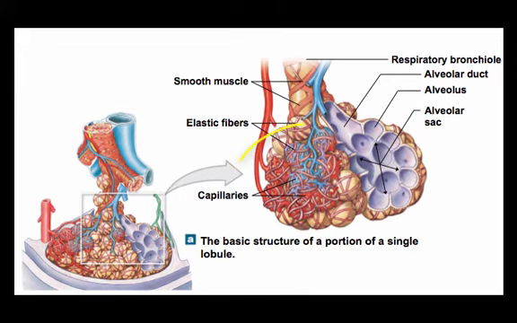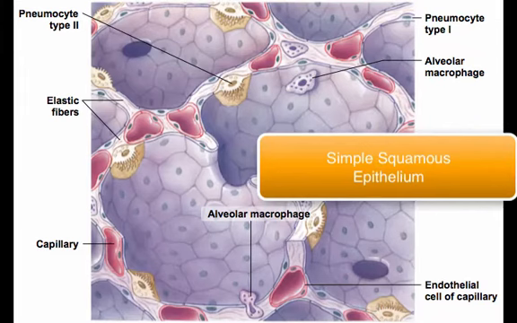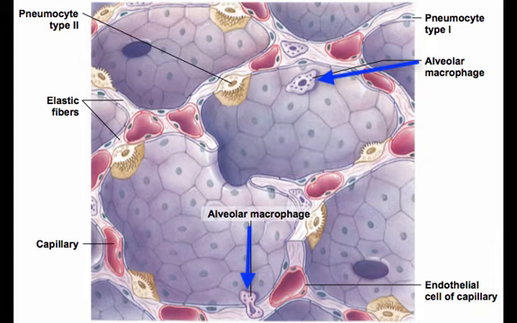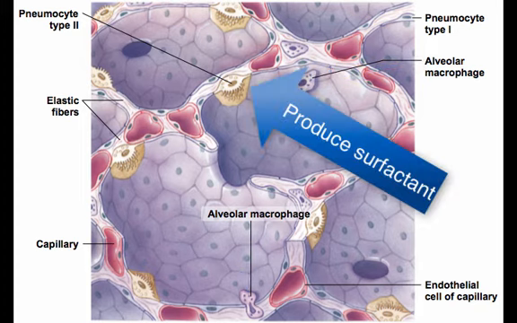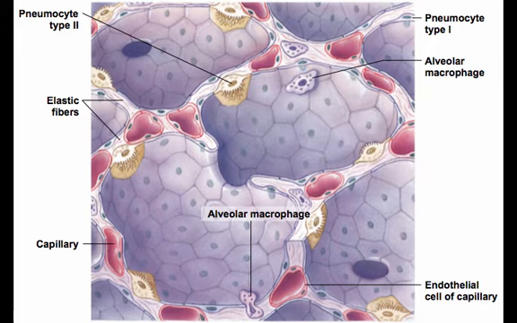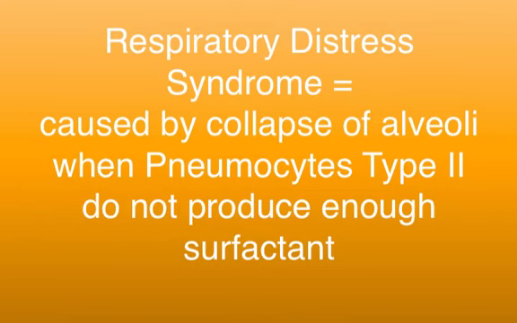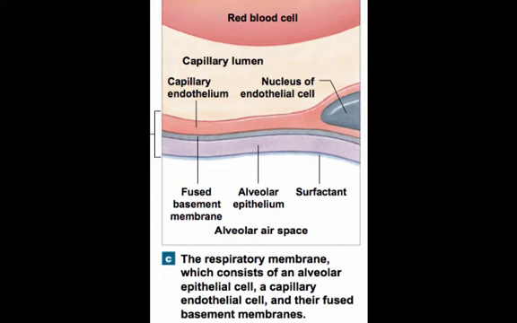Each alveolus has an extensive network of capillaries that are surrounded by elastic fibers. The alveoli contain an epithelium that consists of simple squamous epithelium and are patrolled by alveolar macrophages that seek out dust particles. Other cells of the alveoli produce a substance called surfactant that is an oily secretion containing phospholipids and proteins. Surfactant coats alveolar surfaces and reduces surface tension. Respiratory distress syndrome is due to the collapse of the alveoli that is caused when pneumocytes type 2 cells do not produce enough surfactant. Gas exchange occurs at the thin membrane of the alveoli called the respiratory membrane.